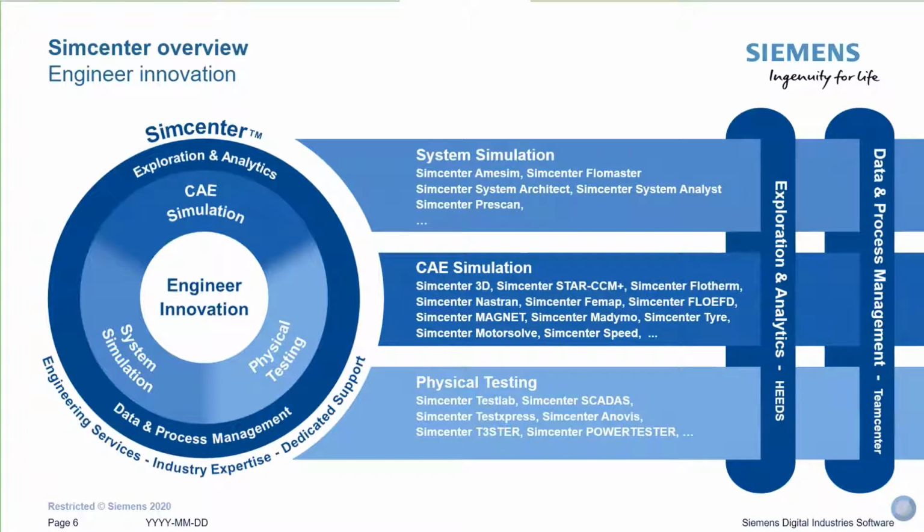So the three main pillars of SimCenter, and we could spend several hours talking about all those pillars, but we're going to just briefly move through this and tell you what the pillars are. The first one is our system simulation suite of products. Then on the bottom, we have our physical testing suite of products. And in the middle, we have the 3D simulation suite. This is where we'll be focusing today.